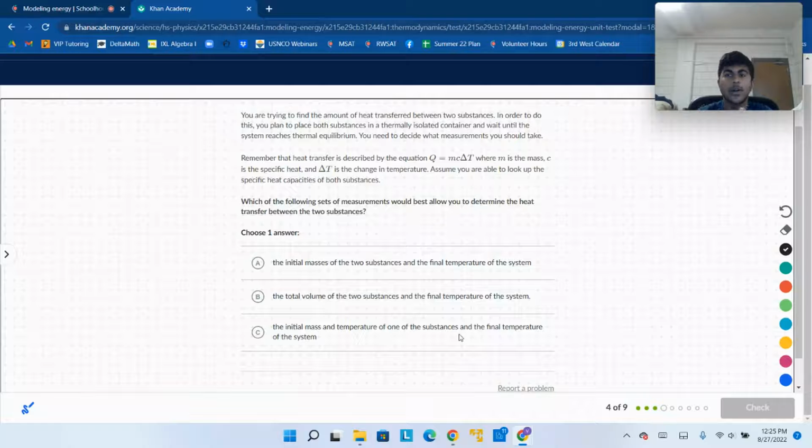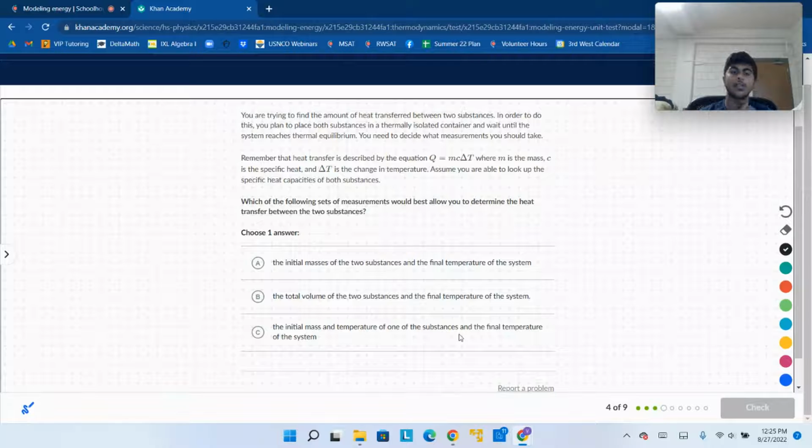We are trying to find the amount of heat transferred between two substances. In order to do this, you plan to place both substances in a thermally isolated container and wait until the system reaches thermal equilibrium. You need to decide what measurements you need to take. Remember that heat transfer is described by the equation Q equals mc delta T, where m is the mass, c is the specific heat, and delta T is the change in temperature. Assume you are able to look up the specific heat capacities of both substances.